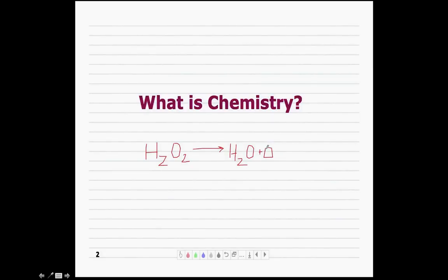So the difference between a physical process and a chemical process is mainly that we're changing the matter. We change it from hydrogen peroxide to water and oxygen, while in the physical process, we just went from solid water to liquid water to a vapor. So, as we said, in chemistry we study the change and transformation of matter. So, what is matter?